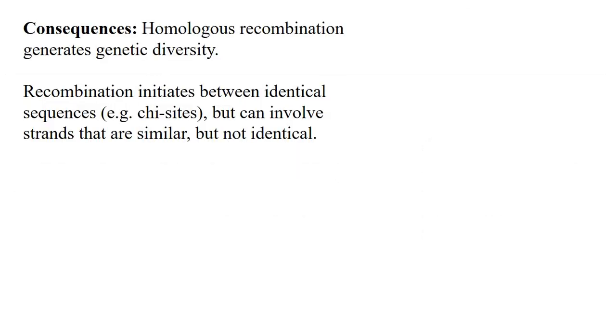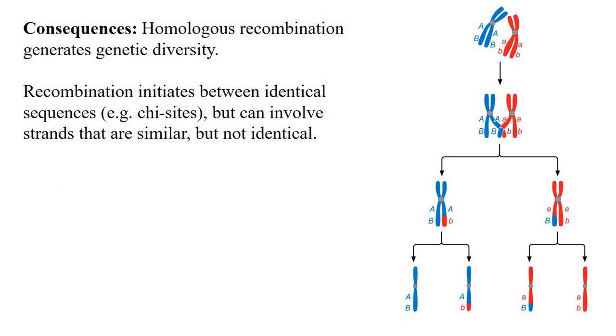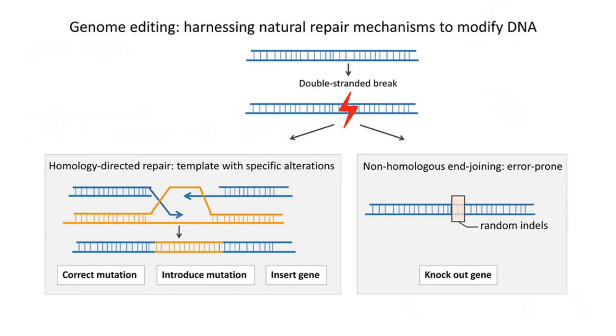Okay. So, consequences of homologous recombination. The main consequence of homologous recombination is to generate genetic diversity. This genetic diversity is important for a population because the more diverse the population, the better adapted the individuals will be. They will have better chances to survive. This recombination initiates between identical sequences at chi sites, but it can involve strands that are similar but not identical, because the homologous chromosomes are very, very similar, but not identical since they carry different alleles of the same gene.